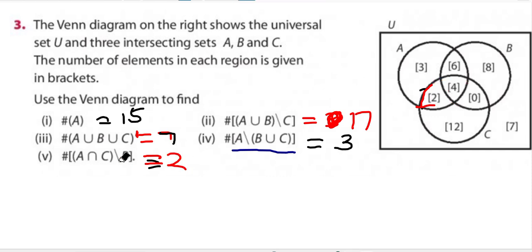Sorry guys, that's a question about the last one. It's A intersection C, which is this red region here, excluding B. If it's in B, you're not allowed to use it. So I'm not allowed to use the 4. That leaves the 2 left over.